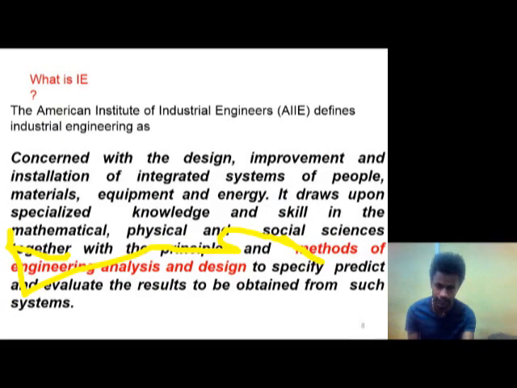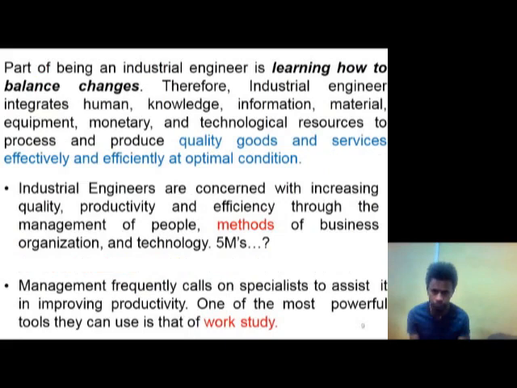And of course, industrial engineers integrate the humans, the knowledge, the information, the materials, the equipment, the monitors, technological resources, and the like. And their main intention is higher quality products or higher quality services, or giving service effectively and efficiently at an optimal condition. That is the main intention of industrial engineering.